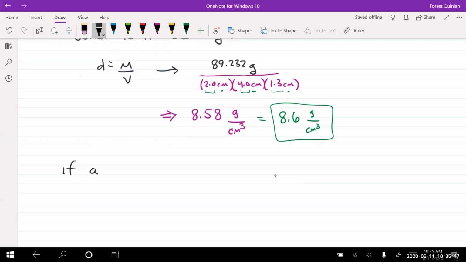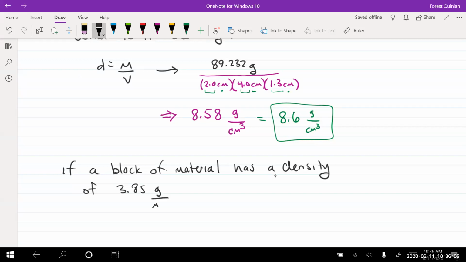If a block of material has a density of 3.85 grams per milliliter and weighs 0.785 grams, what is its volume?